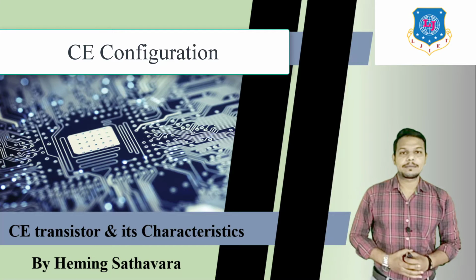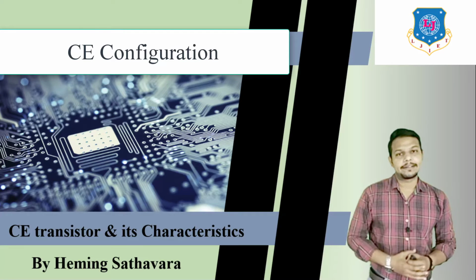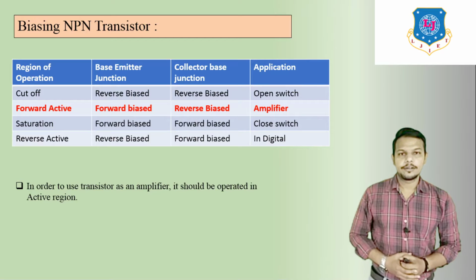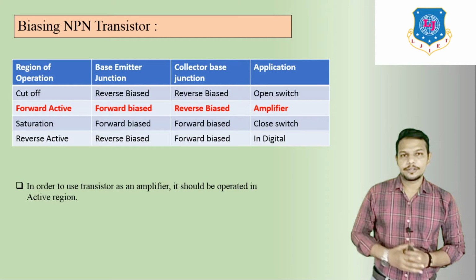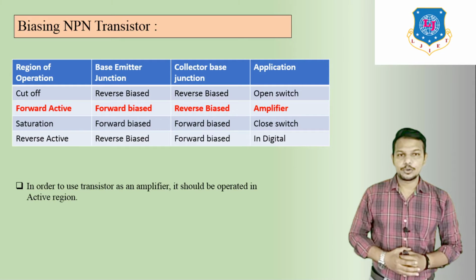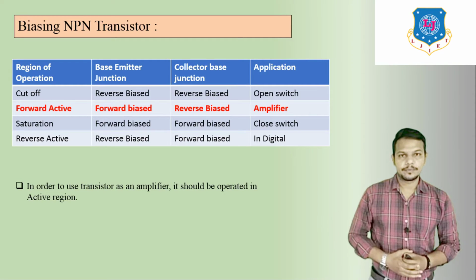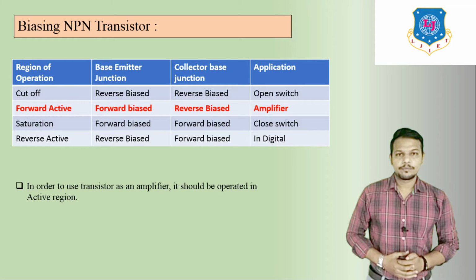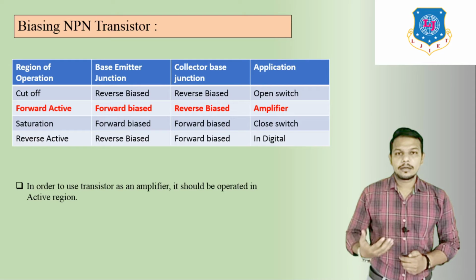Today we are going to discuss about CE configuration and its characteristics. So don't waste time, let us start this topic. Here we have seen various types of operations: cutoff, saturation and active. In today's topic we are going to discuss about the active region, because in order to use a transistor as an amplifier, it should be operated in the active region. Active region means your base emitter junction should be forward biased and your collector base junction should be reverse biased.